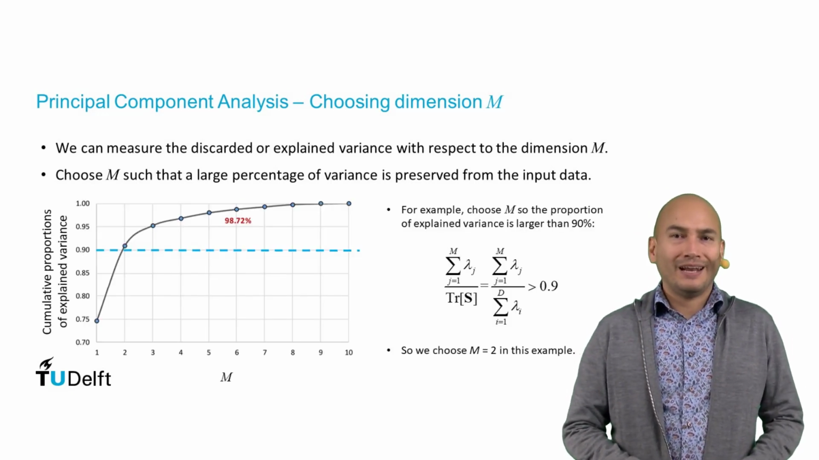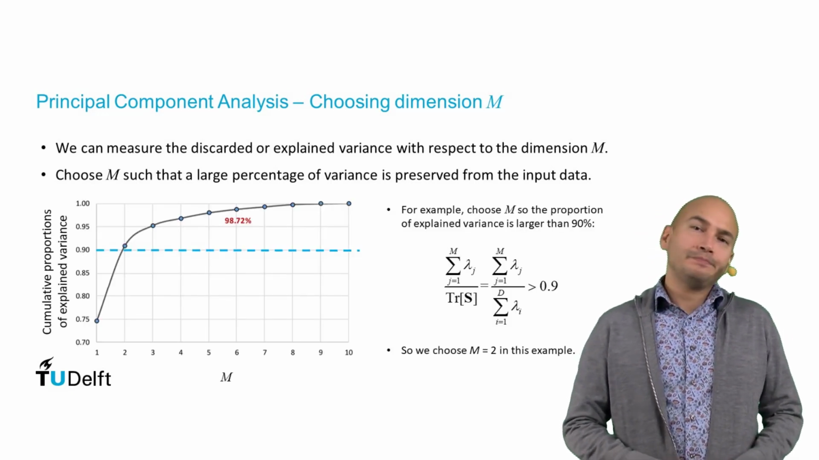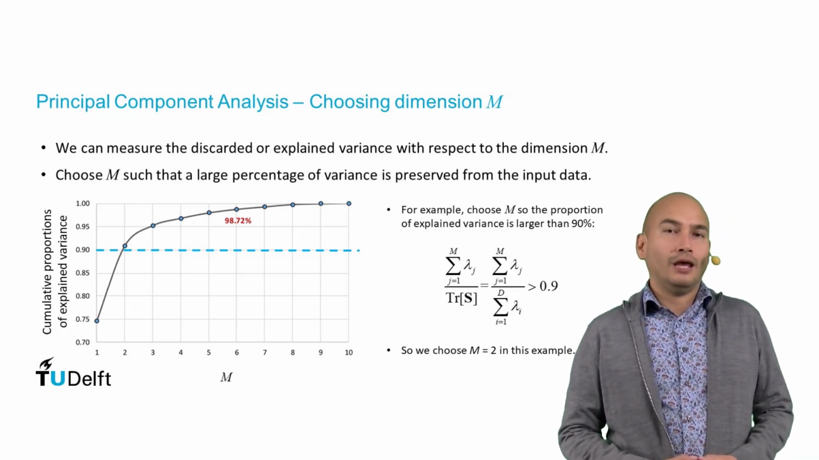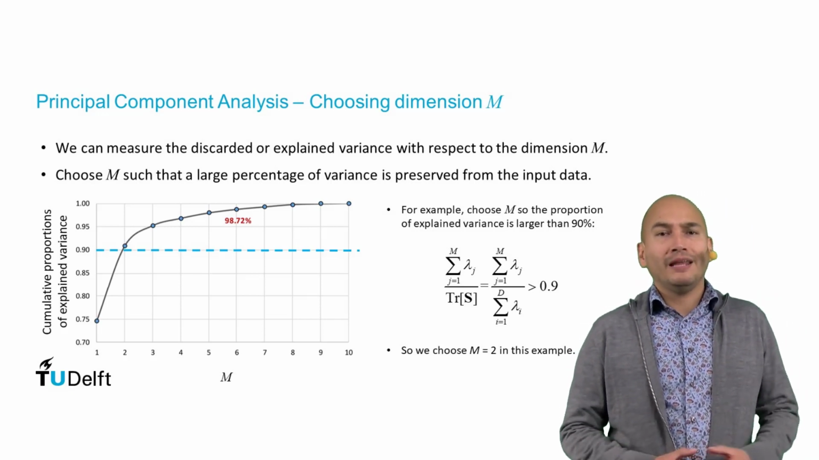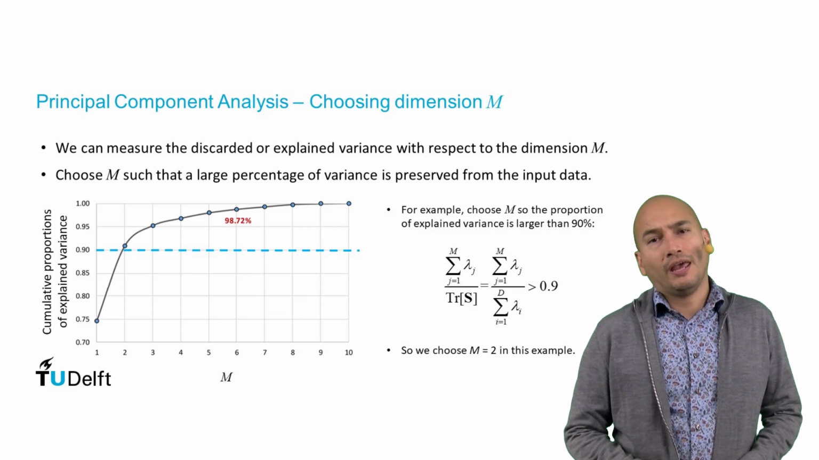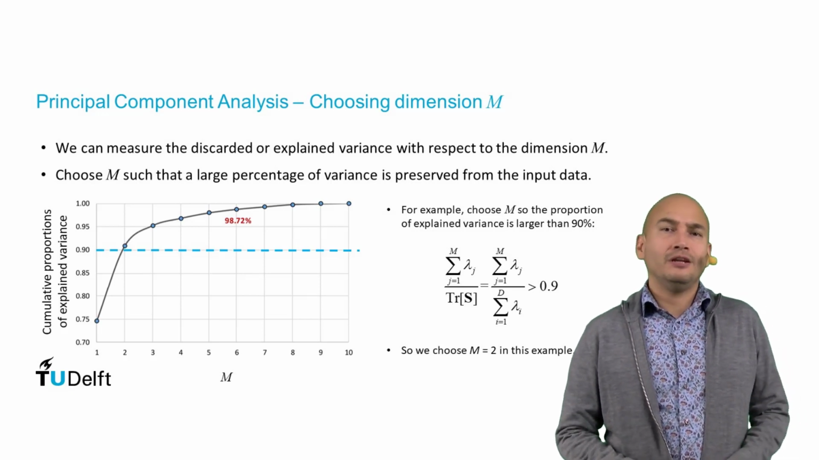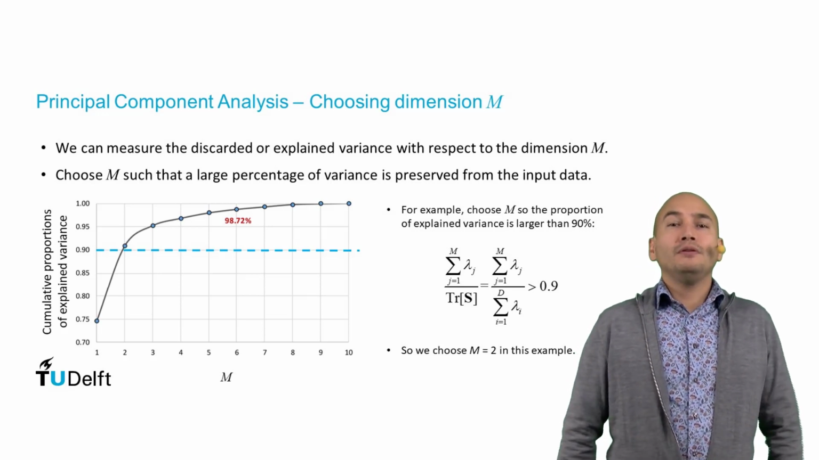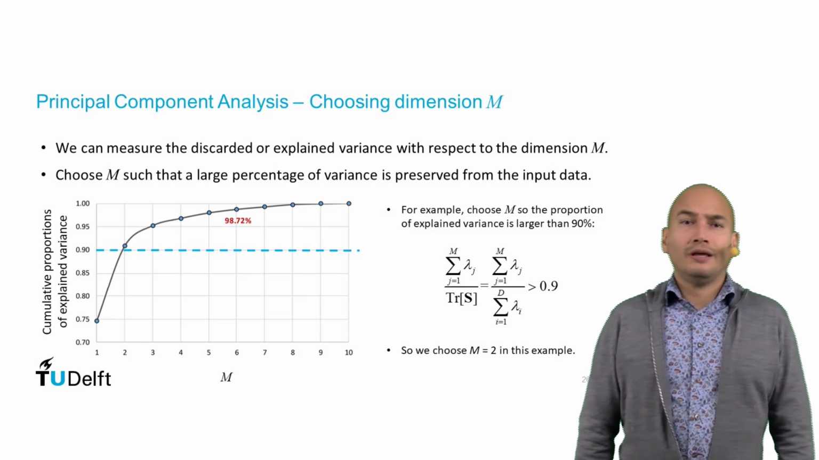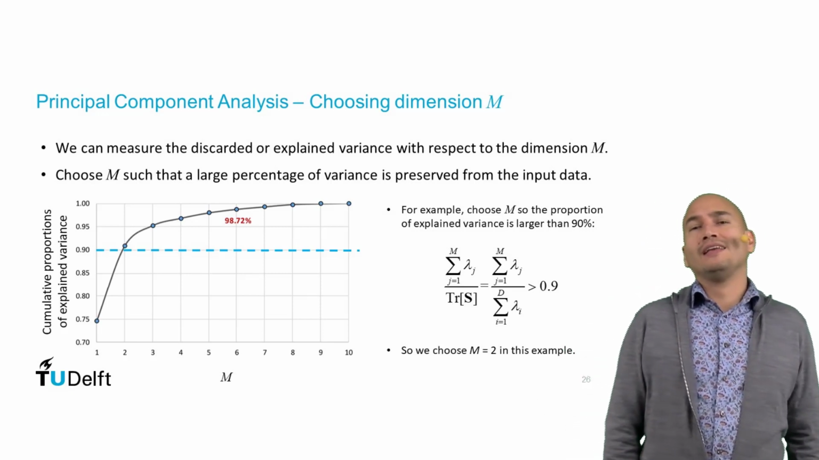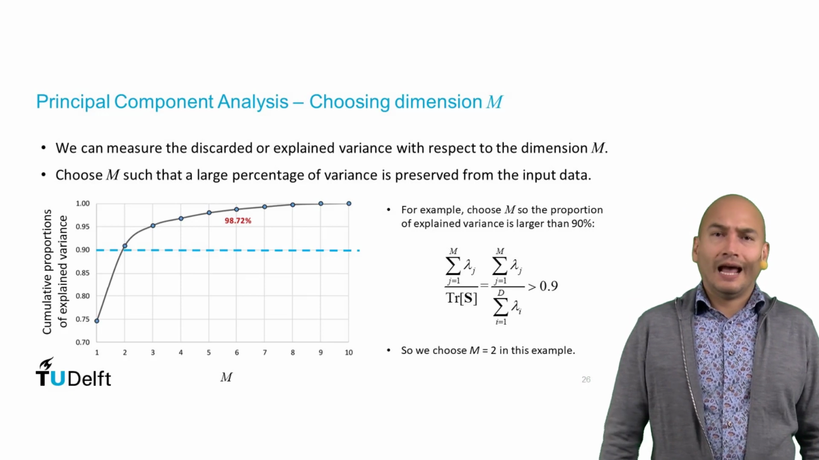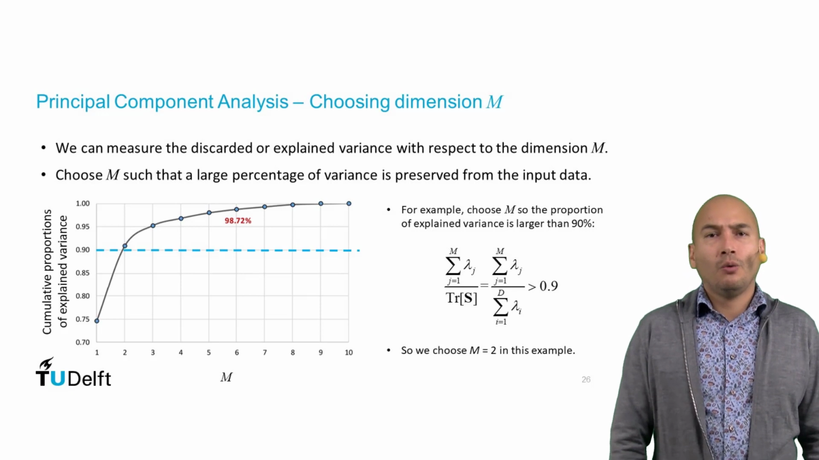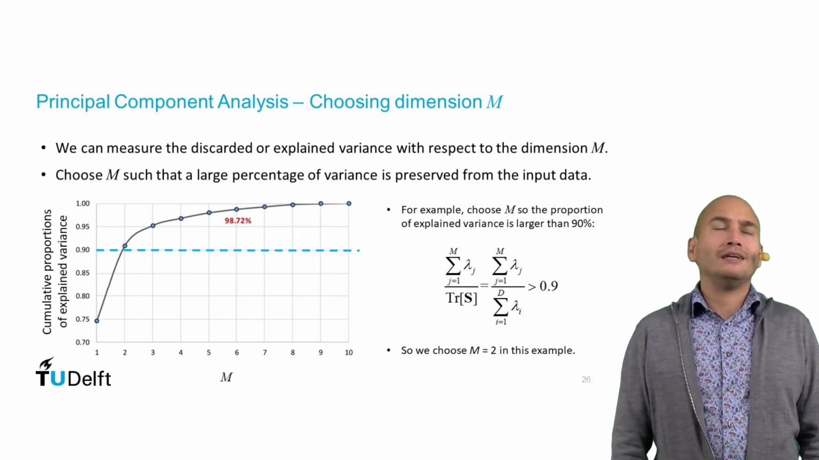So let's see an example of a specific data set. Here we plot the proportion of explained variance with respect to the dimension m. The proportion of explained variance is computed using the equation over here, where Tr(S) denotes the trace of matrix S. In this example, say we want to choose an m so that the proportion of explained variance is larger than 90%. By looking at the dashed line representing 90% in the figure, we know we can choose m equal to 2, as the corresponding proportion is larger than 90%.